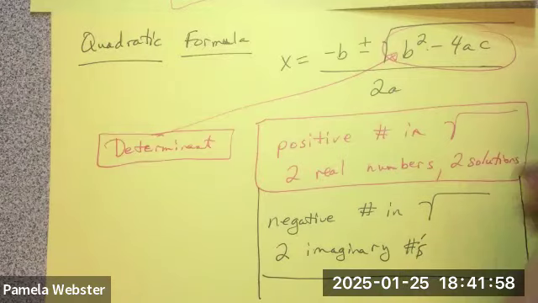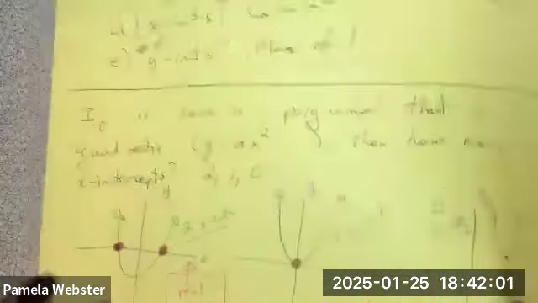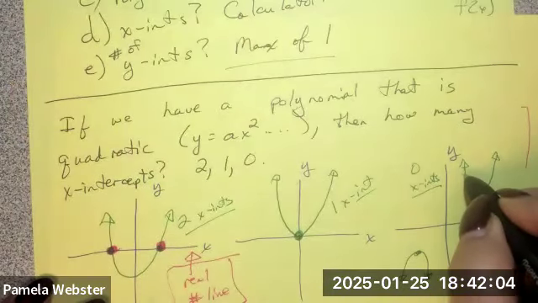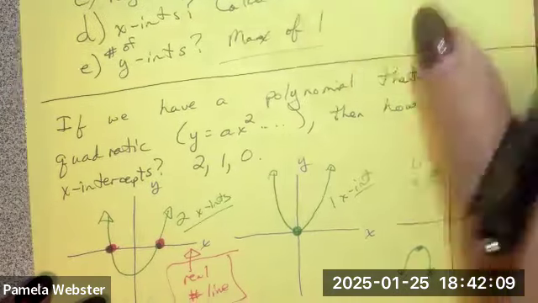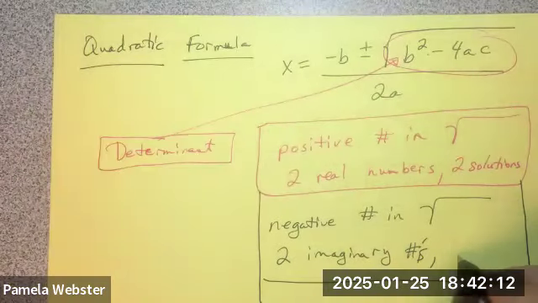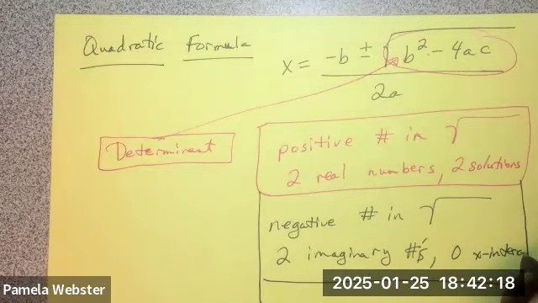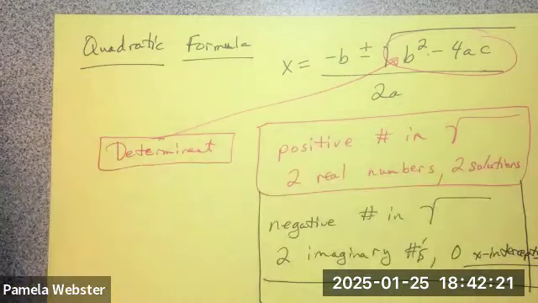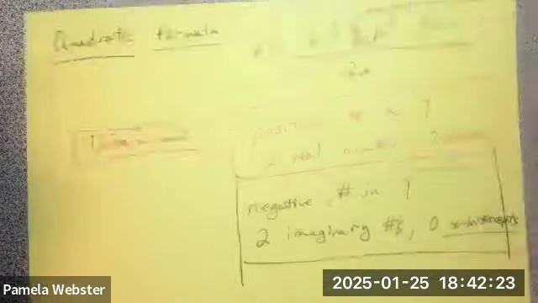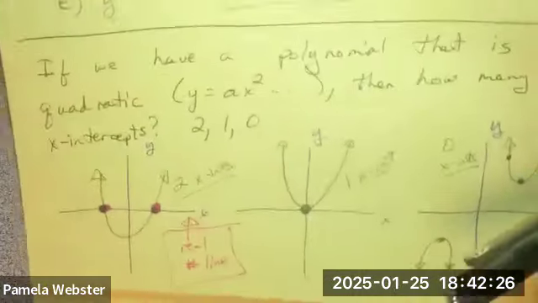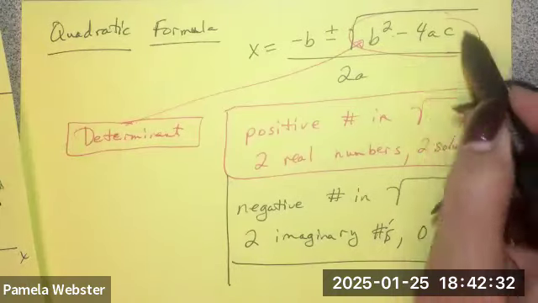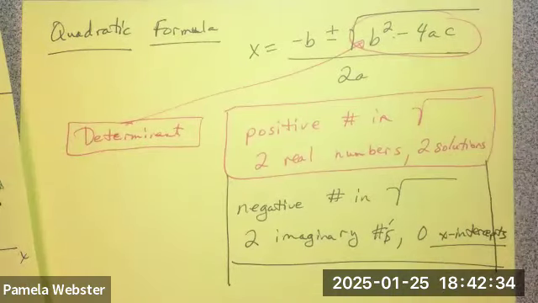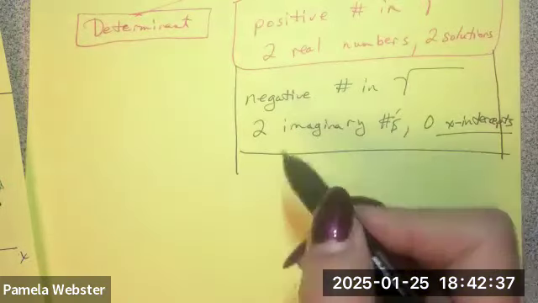Well, if there are two imaginary numbers as my x-intercepts, that means they're not crossing the real axis, the real number line. So that is 0 x-intercepts. There aren't any x-intercepts because they're all imaginary, right? No big deal. So we've got positive numbers, we've got negative numbers. What's the other option for inside of the radical? 0, Dr. Webster. So what if it's a 0 inside of the square root?